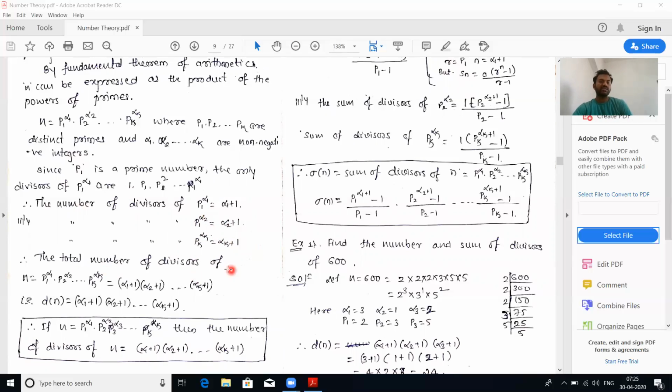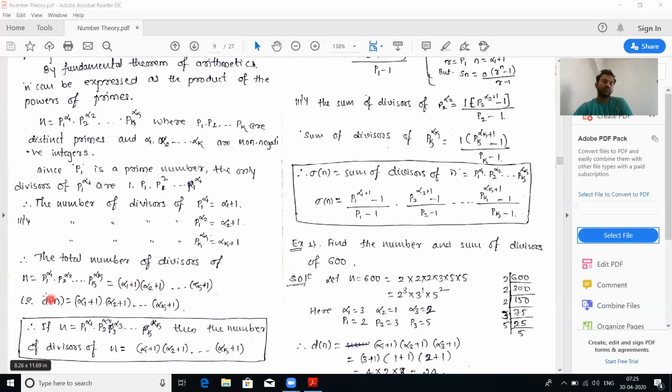Therefore, n is equal to p1 raised to alpha 1, p2 raised to alpha 2, and so on up to pk raised to alpha k. For each of these factors, you find the total number of divisors, and you have to multiply them. So that is n equal to this number, and its divisors are these.